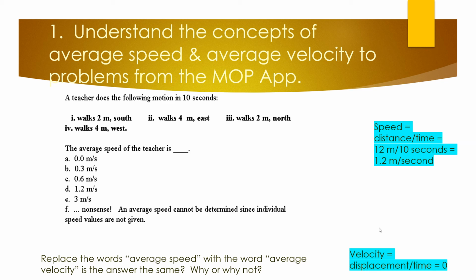At the bottom, it says replace the words average speed with the words average velocity. Is the answer still the same? So velocity is concerned with displacement over time. Displacement here is 0 because the teacher starts and ends in the same location, so velocity equals 0.